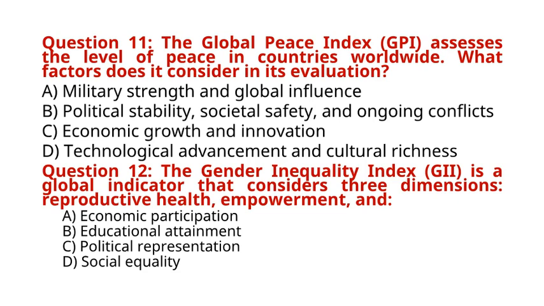Question 12. The Gender Inequality Index, GII, is a global indicator that considers three dimensions: reproductive health, empowerment, and economic participation. B. Educational attainment. C. Political representation. D. Social equality. The correct answer to question 12 is option economic participation.